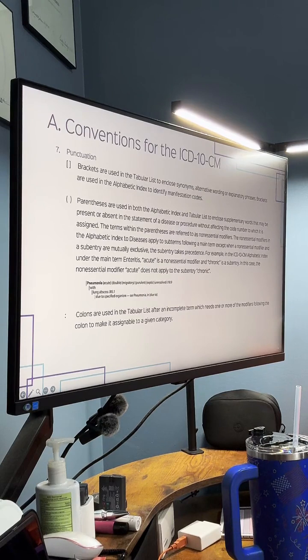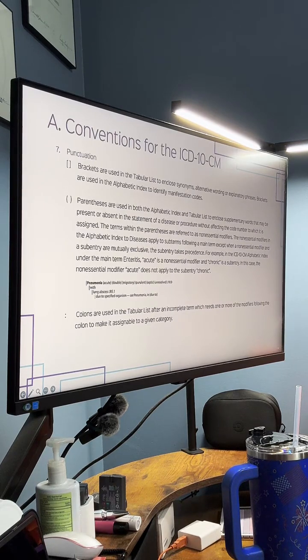Let's take a look at another convention, the parentheses. The ICD-10-CM codebook utilizes parentheses in the index to diseases and injuries to enclose supplementary words or descriptive information that may be present in the statement of a diagnosis.